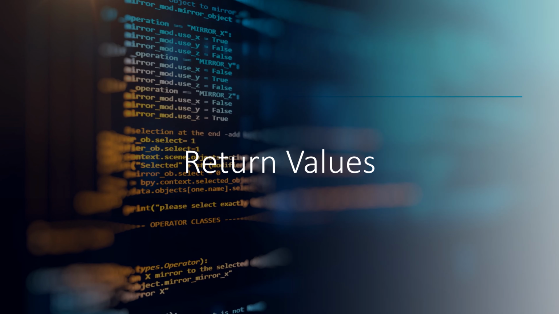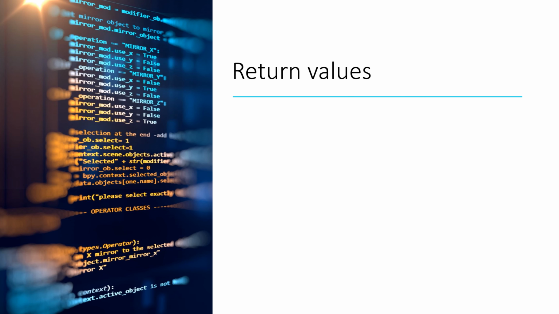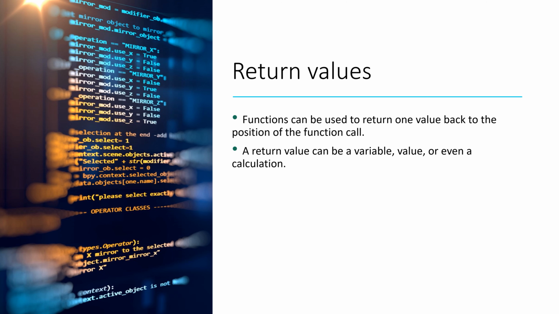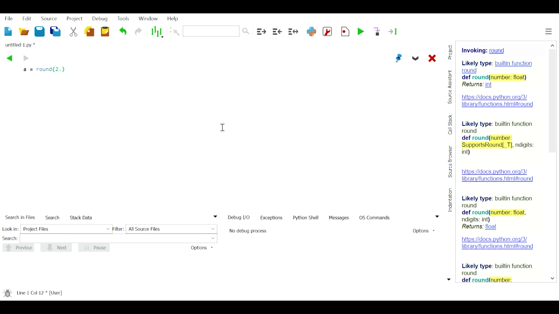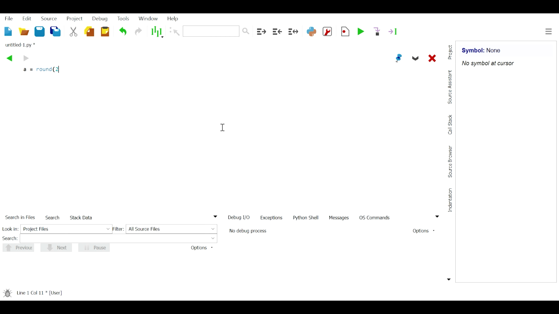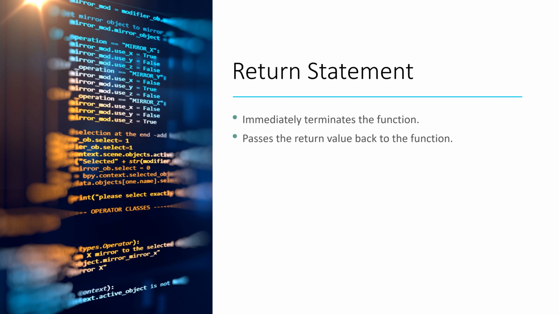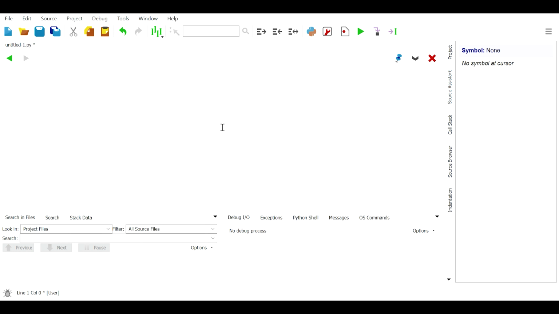As I mentioned in my previous video, functions can be used to return one value to the point at which they were called. This value can be a variable, a value, or even a calculation, meaning a is equal to round of 2.3546, 2 shall return the value 2.35 to the variable a. A return statement does two main things. It immediately terminates the function and it passes the return value back to the function call.